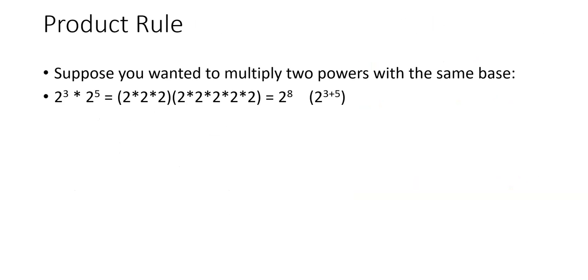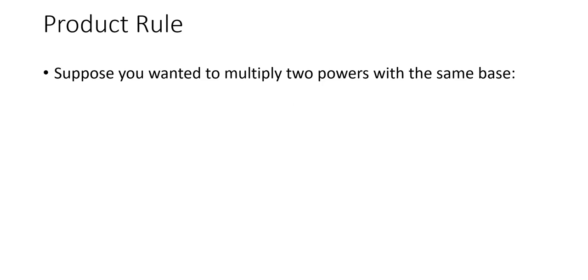All right, so suppose you want to multiply two powers with the same base. If I have 2 to the 3rd times 2 to the 5th, what does that mean? 2 to the 3rd means 2 times 2 times 2. And then 2 to the 5th means 2 times 2 times 2 times 2 times 2. So how many 2's do I have? 1, 2, 3, 4, 5, 6, 7, 8. I have 2 to the 8th.